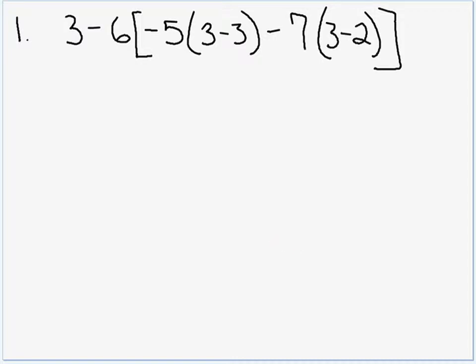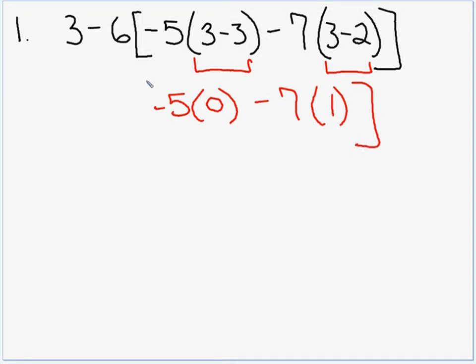Here we go. The first one, we have an order of operations problem, and we want to start always, of course, with our parentheses or other grouping symbols, working inside to out. So I would first focus right here and here. In this set of parentheses, I see 3 minus 3, and I know that that's equal to 0. And then I've got a minus 7, and this 3 minus 2 is equal to 1. So we have taken care of those inner parentheses.